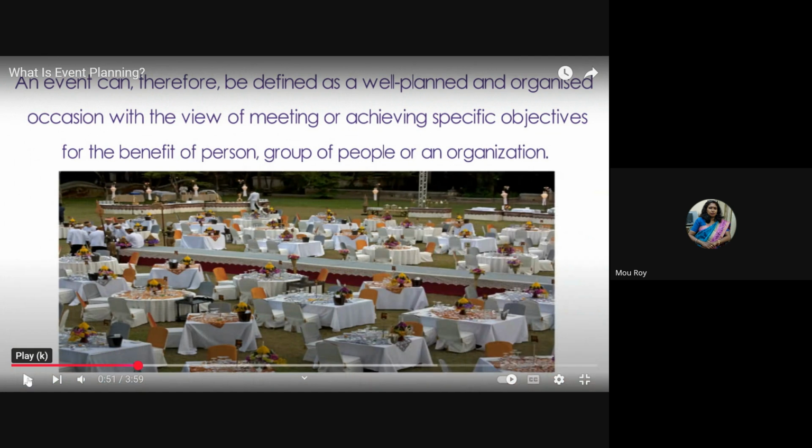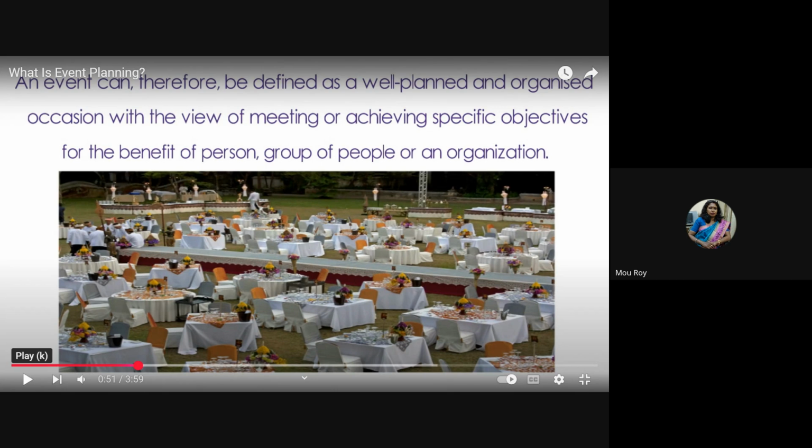Now you see these arrangements, these sitting arrangements, they are known as cluster arrangements. There are different types of sitting arrangements. There is classroom arrangement, theater style arrangement, boardroom style arrangement. Then this one, where you see tables and chairs around, is known as cluster arrangement.